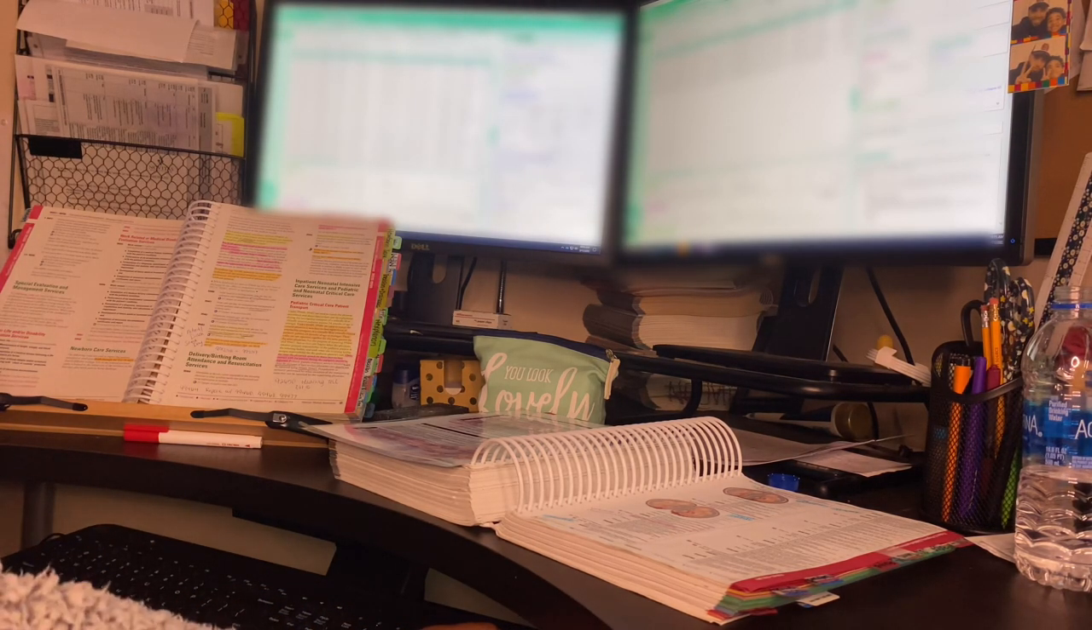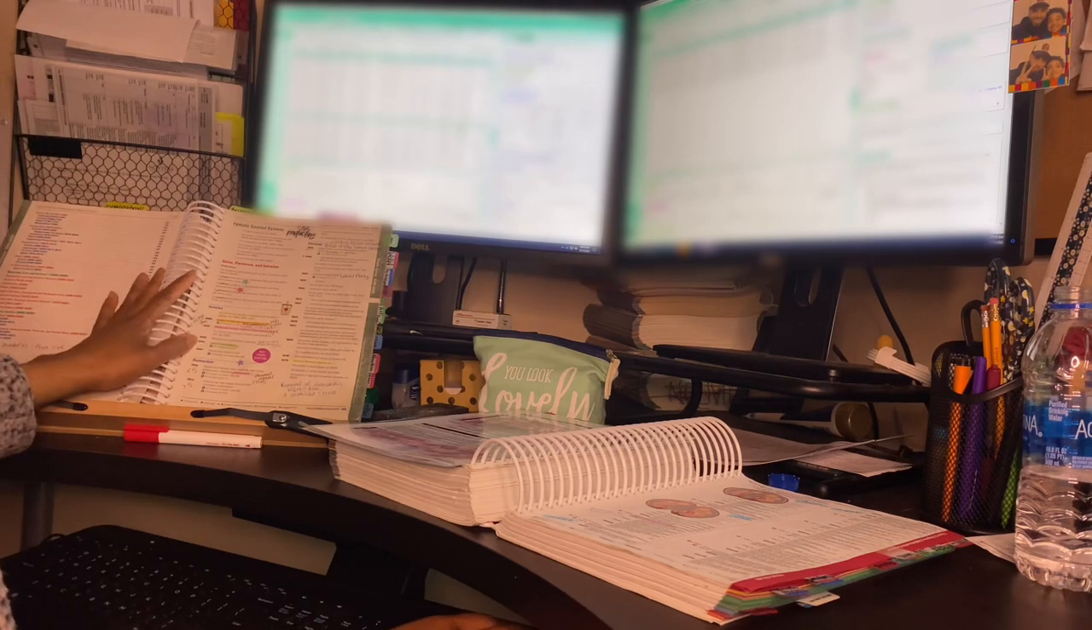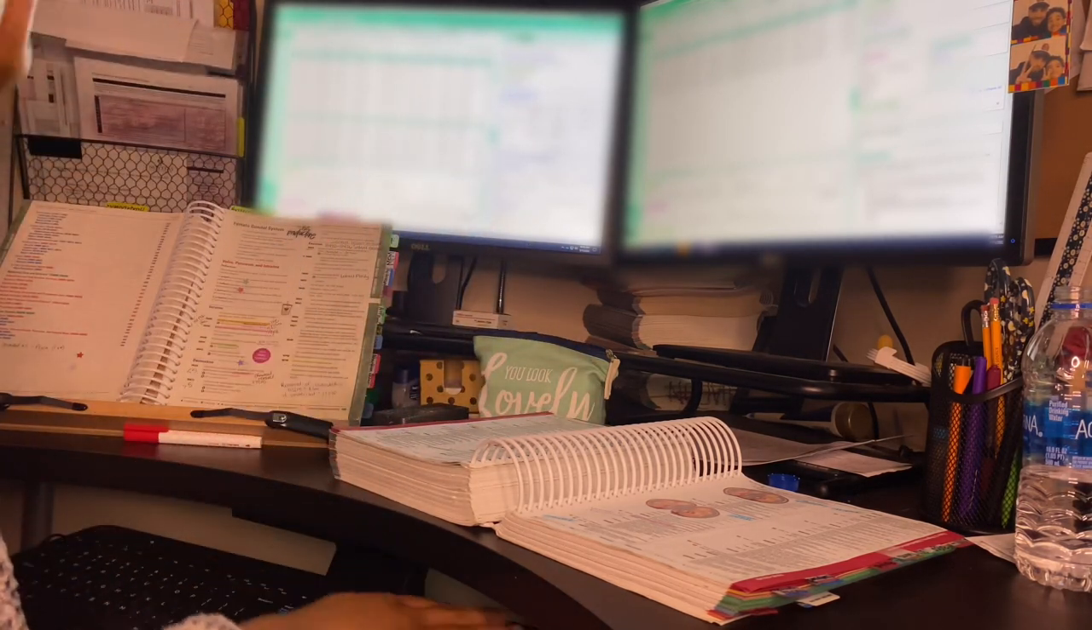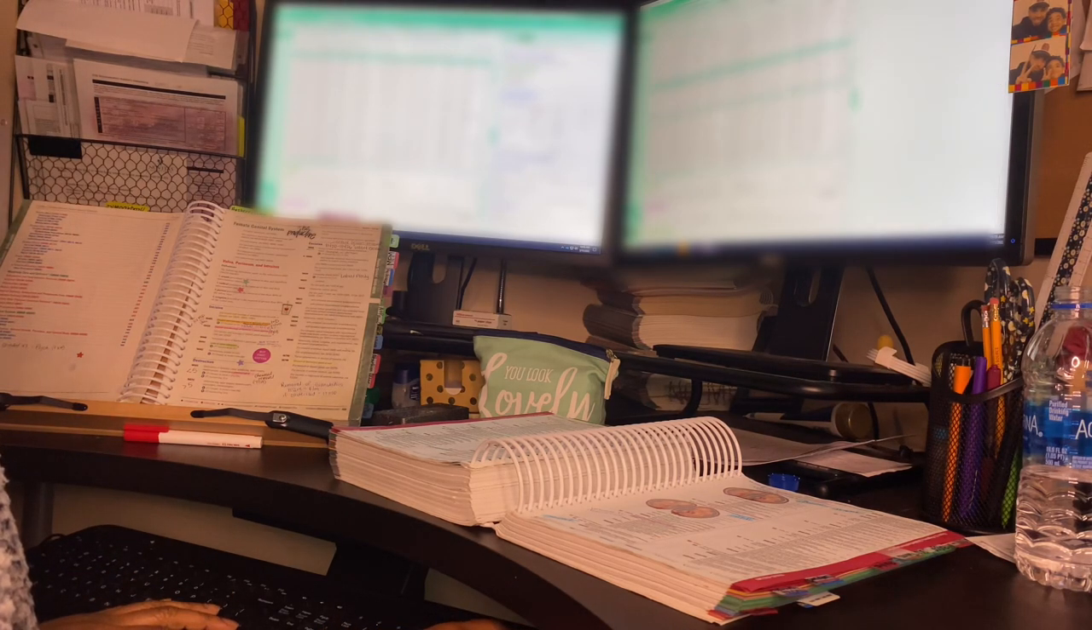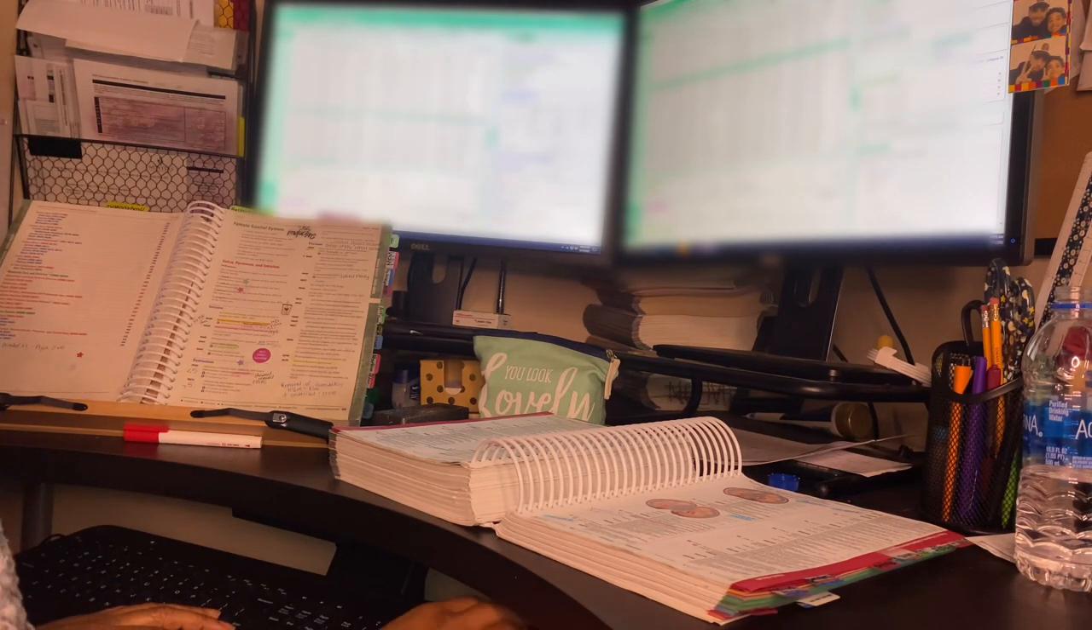Now I can switch over to OB. And this is my main specialty that I spend most of my day in. What do I want to start with? So how I sort my work is I like to sort it by the place of service, and then the date of service, and then the patient's name.